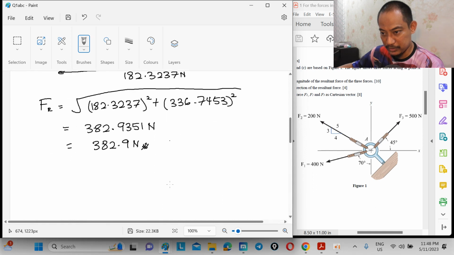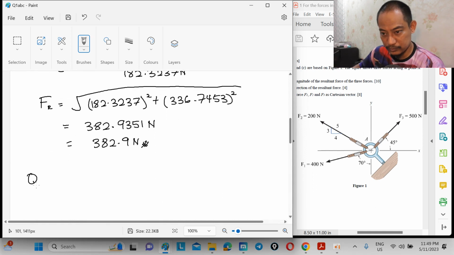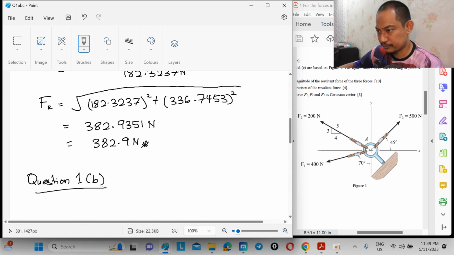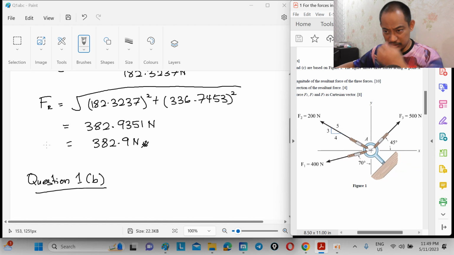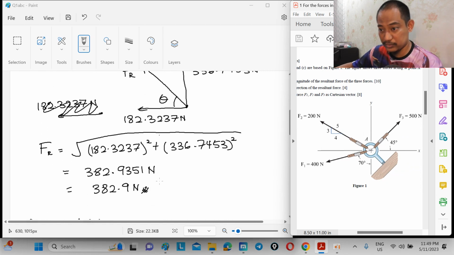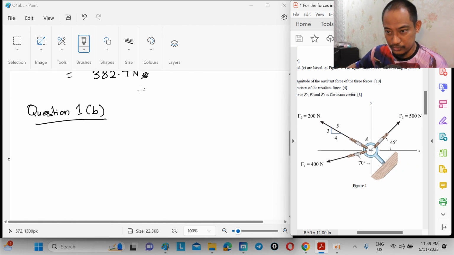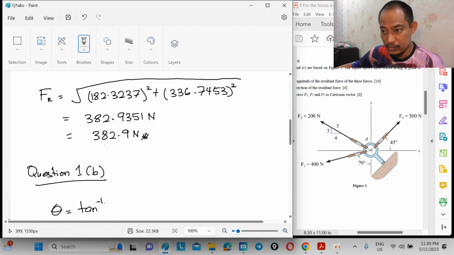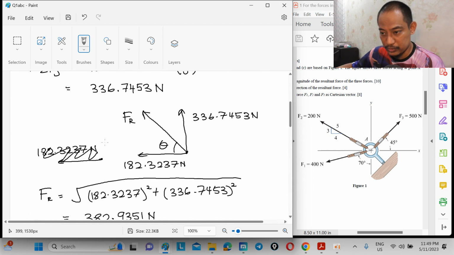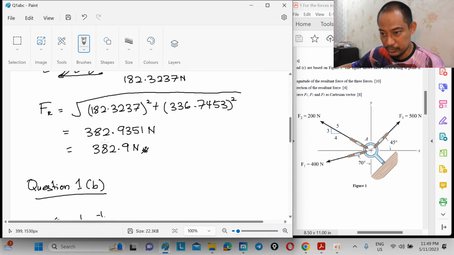Okay, so part B is the direction of the resultant force. Because we have drawn it here, theta is there, so it should be understood. Theta is tangent inverse, opposite over adjacent.